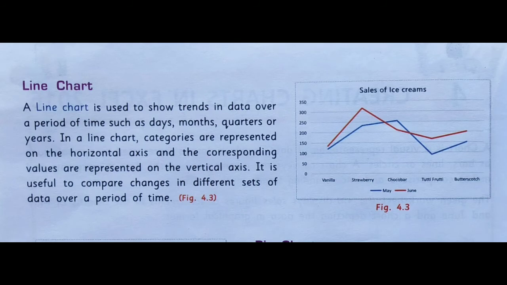Next is line chart. A line chart is used to show trends in data over a period of time, such as days, months, quarters, or years. In a line chart, categories are represented on the horizontal axis and the corresponding values are represented on the vertical axis. It is useful to compare changes in different sets of data over a period of time.